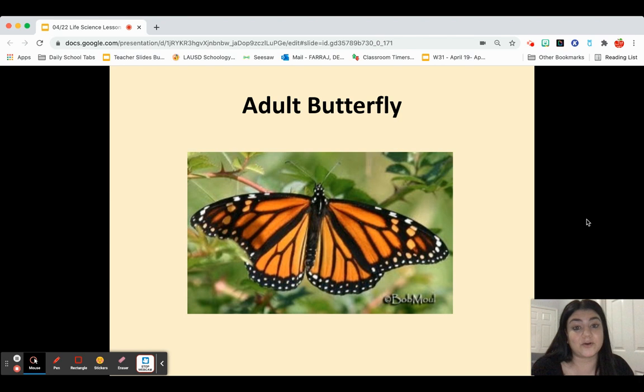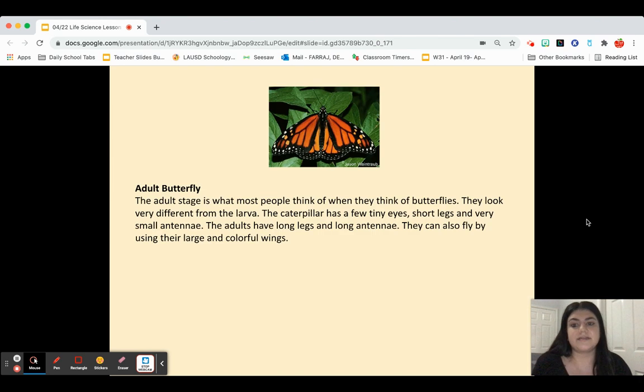Finally, adult butterfly. This stage is what most people think of when they think of butterflies. They look very different from the larva. The caterpillar has few tiny eyes, short legs, and very small antennas. But the adult butterflies have long legs, long antennas, and they can also fly by using their large and colorful wings.